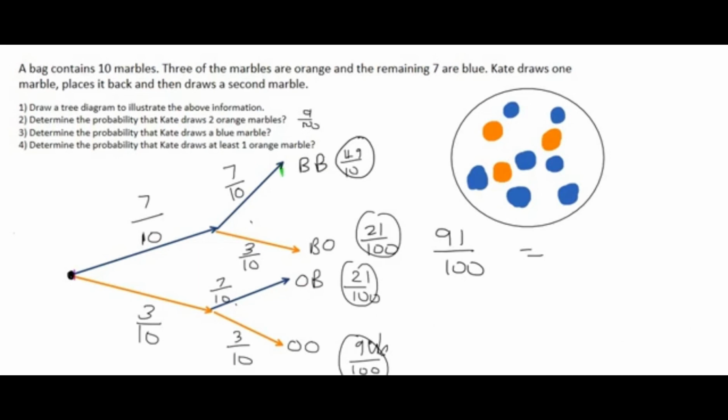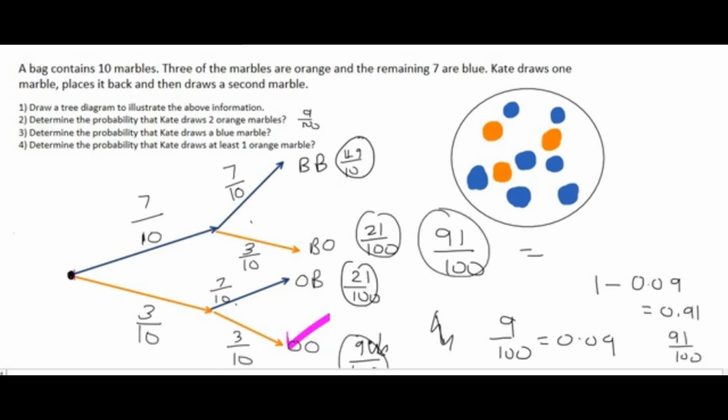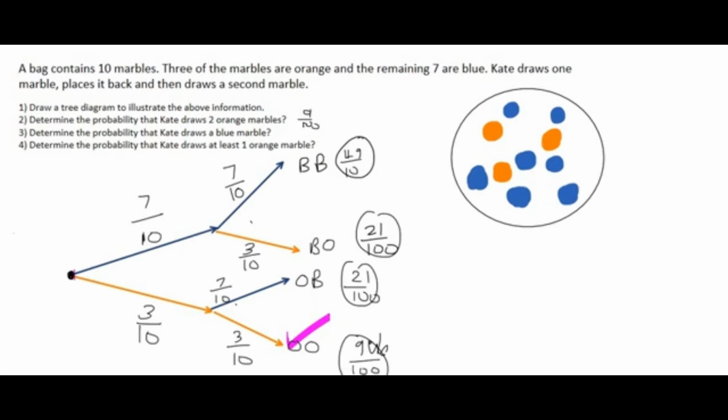So instead of adding this whole branch plus this whole branch plus this whole branch, why don't we just calculate this branch, which is 9 over 100, which equals 0.09. Now we know that all of the probability should add up to 1, so we could say 1 minus that branch, which is 0.09, and that gives us 0.91, which is the same as 91 over 100, which is what we got over here. So instead of calculating 3 different branches, we only calculated 1, and then just subtract. So let me explain that once more. All 4 of those branches should add up to 1, which is 100 over 100. The bottom branch is 9 out of 100. So if that's 9 out of 100, then these 3 branches over here should give us 91 out of 100.